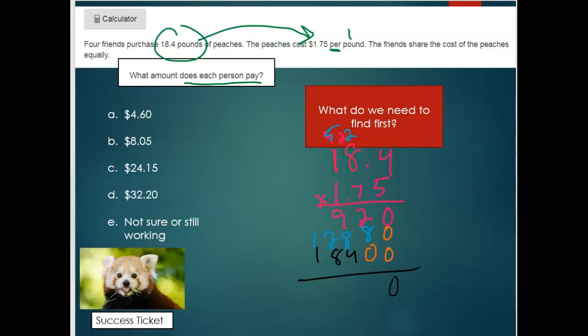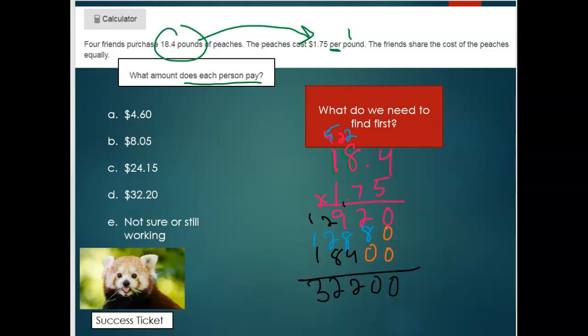Let's add them up. 0, 8 plus 2 is 10. Regroup the 1 there. 9 plus 1 is 10. Plus 8 is 18. Plus 4 is 22. 8, 9, 10, 11, 12. 1, 2, 3. I get 3, 2, 2, 0, 0.